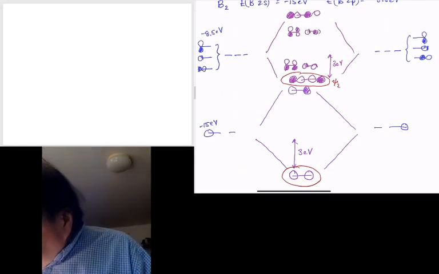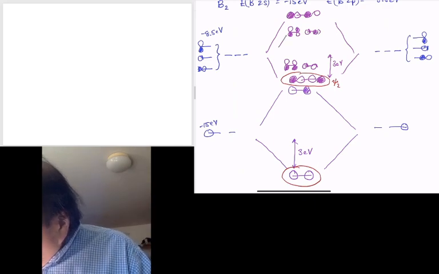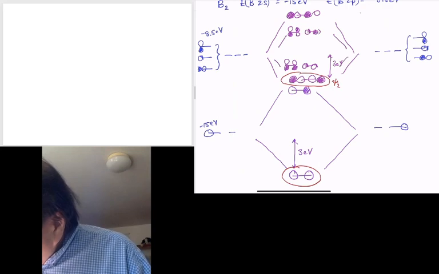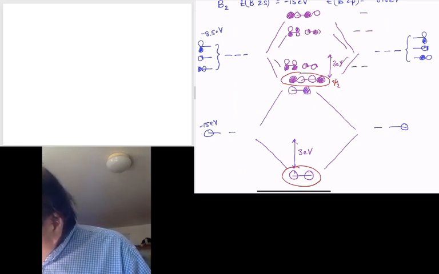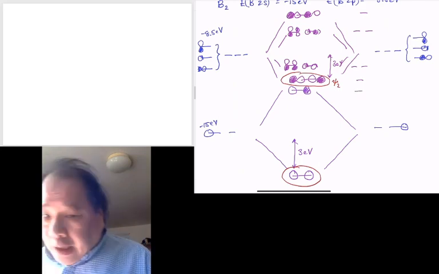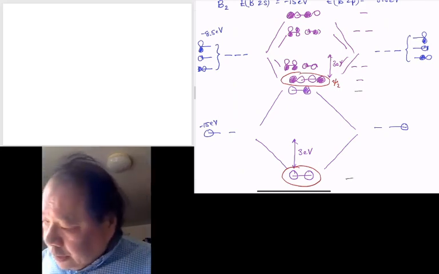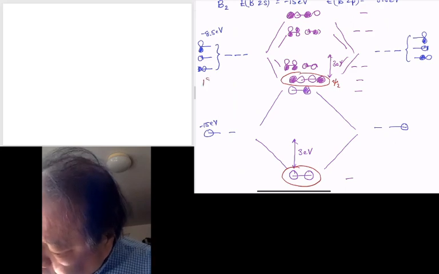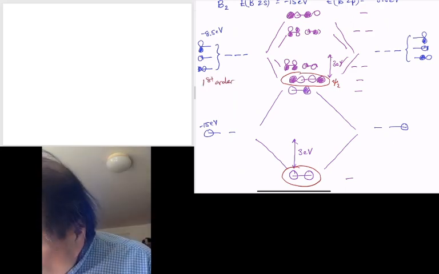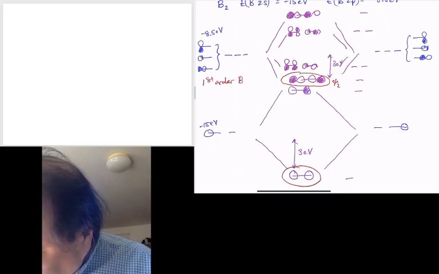And the last thing we can do is draw the lines that indicate the energies of the various orbitals. And what we've drawn here is the first order B2 diagram.